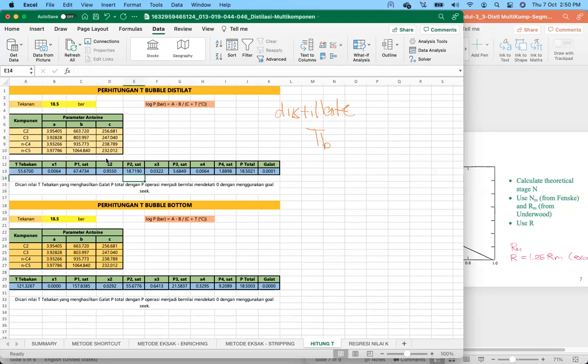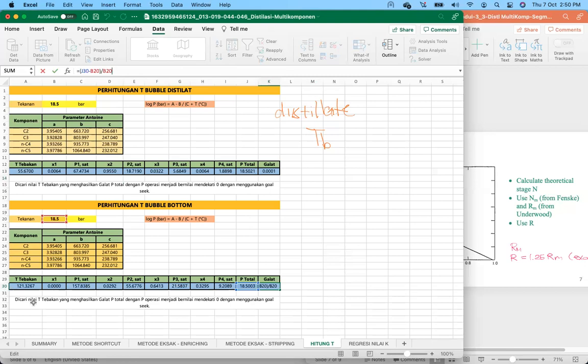Okay, and for the bottom it is similar. We also calculate at this pressure, and we also know the composition of each component. We calculate the P total, which has a very low delta or galat with the operating pressure.